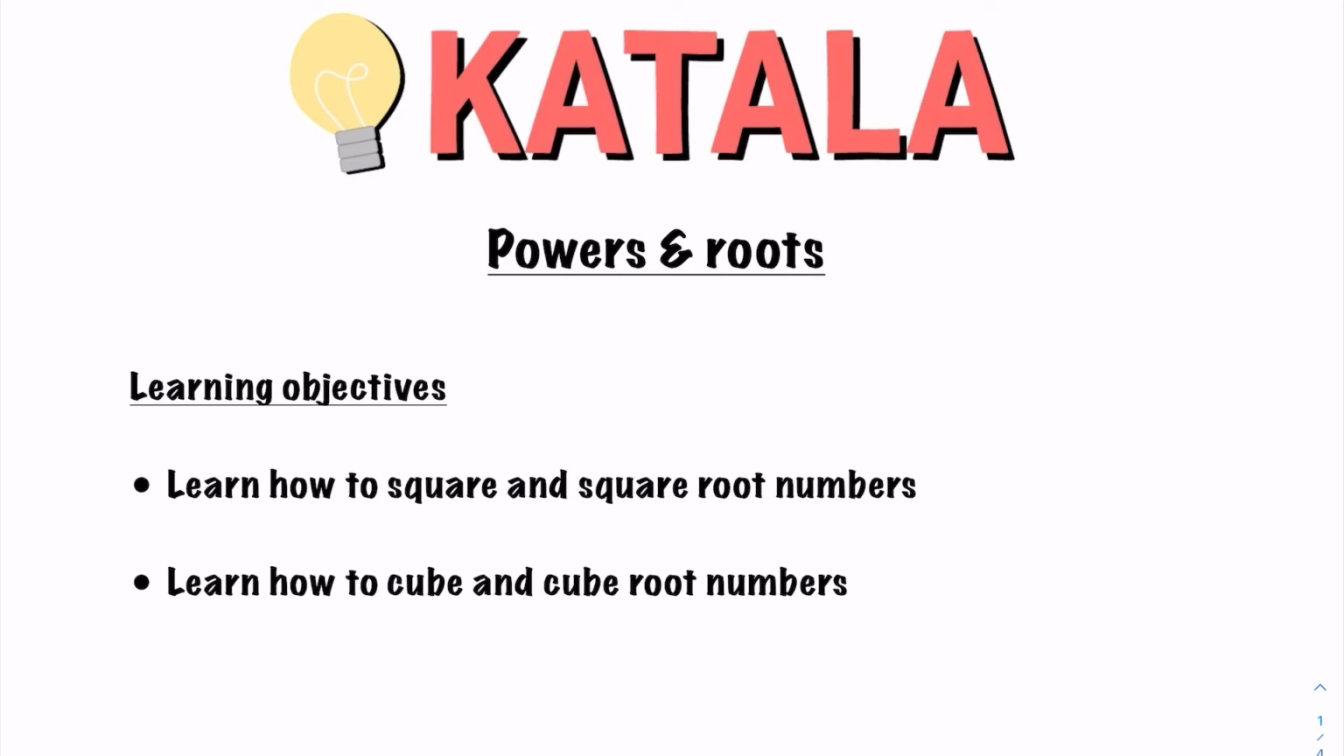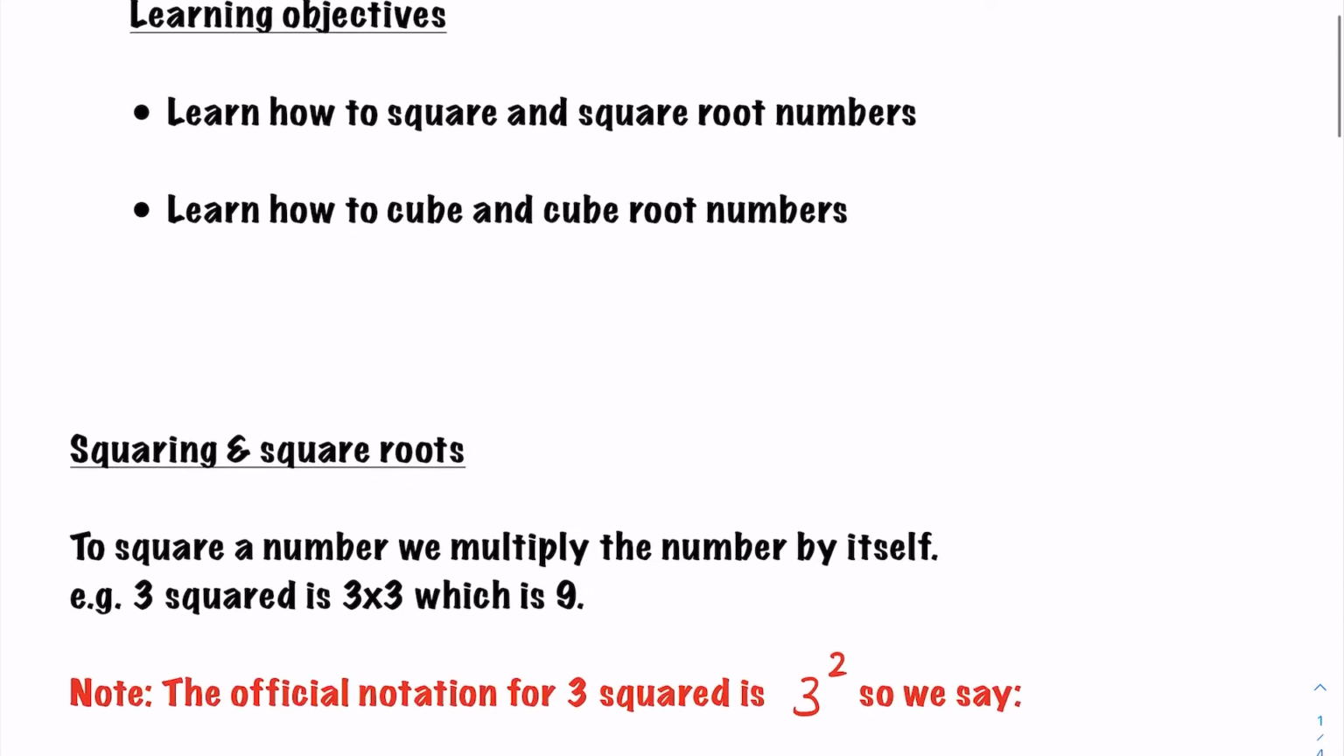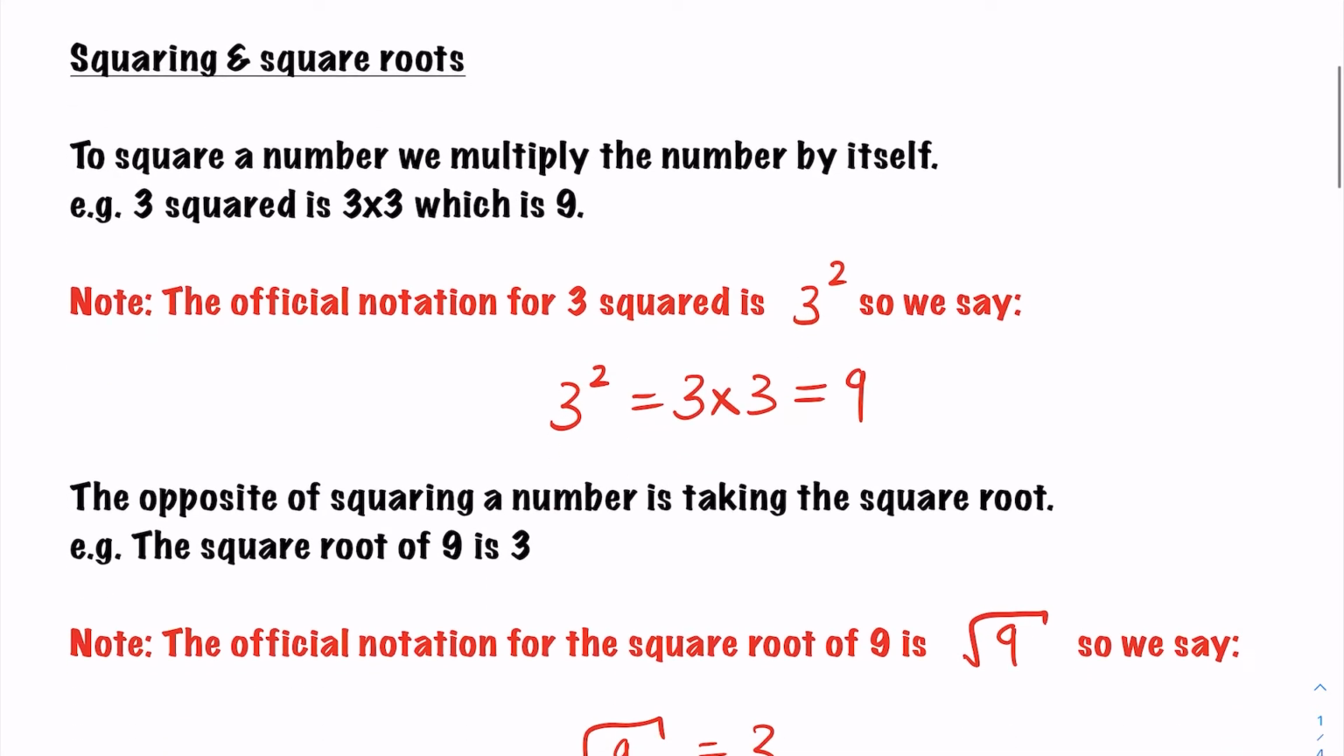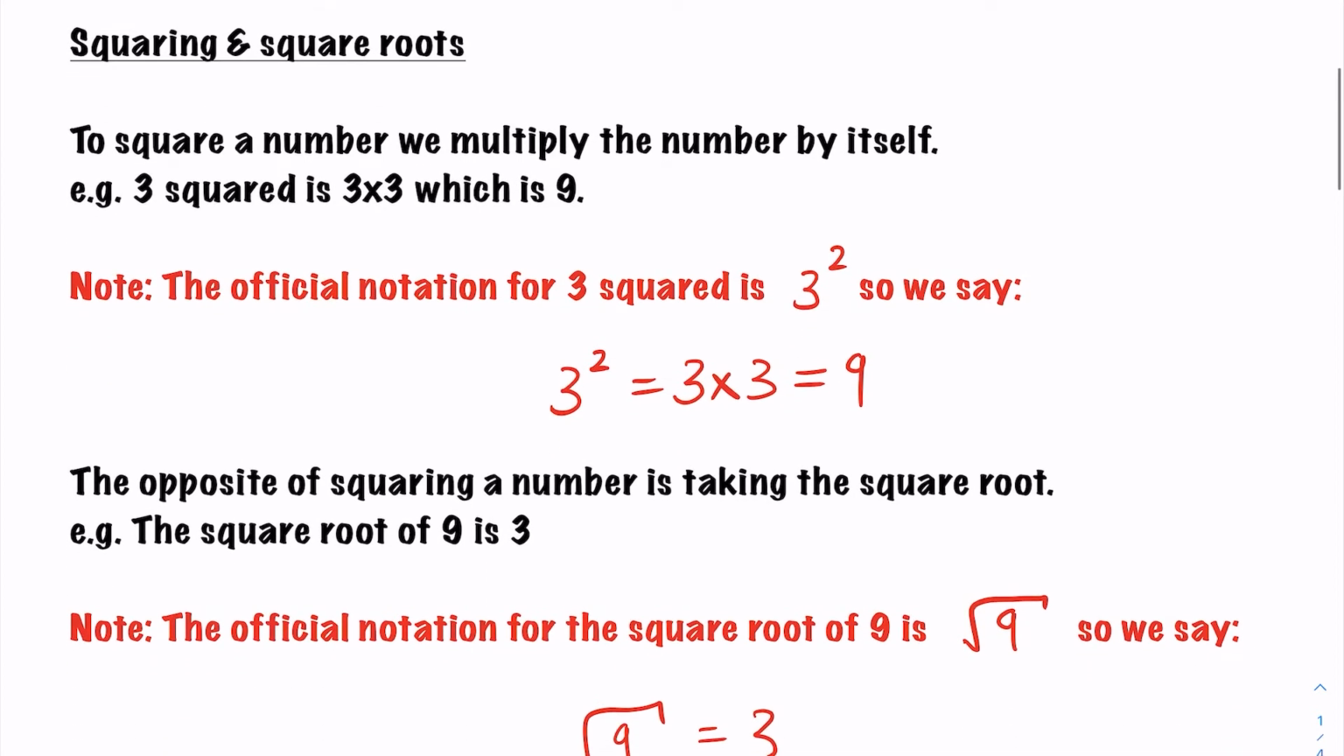So our learning objectives. Firstly, we're going to be looking at how to square and square root numbers before looking at how to cube and cube root numbers. So starting off with squaring and square roots. To square a number, we multiply the number by itself. So for example, 3 squared is 3 multiplied by 3, which would be 9.